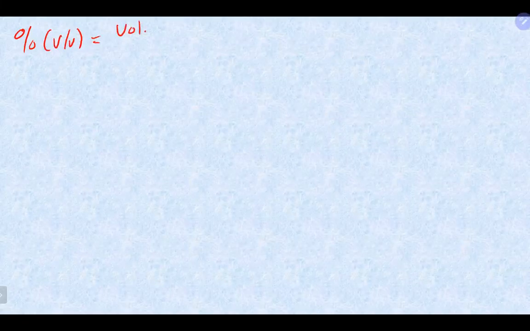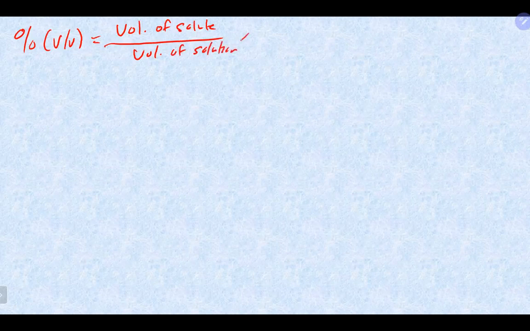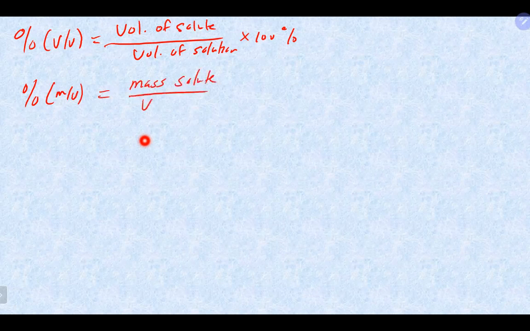So let's take a look at a couple of other ones that kind of go with this. There's also percent volume to volume, like in alcohol. That is the volume of solute divided by the volume of solution times 100%. And there's also percent mass to volume, which is the mass of the solute over the volume of solution times 100%.